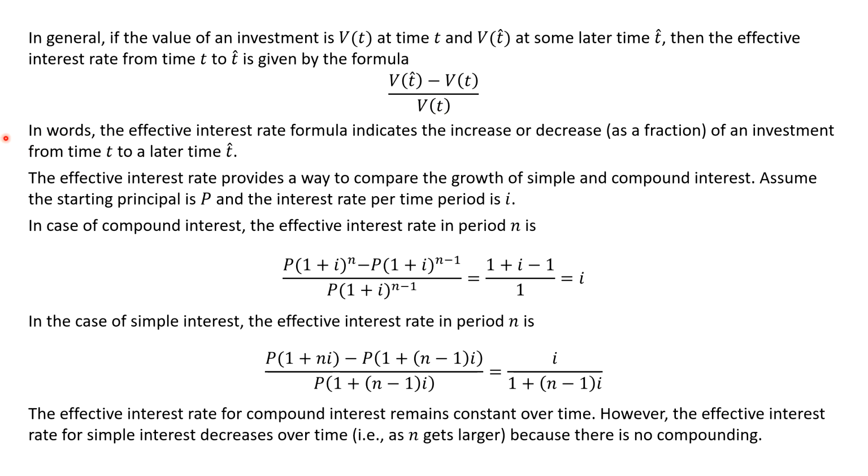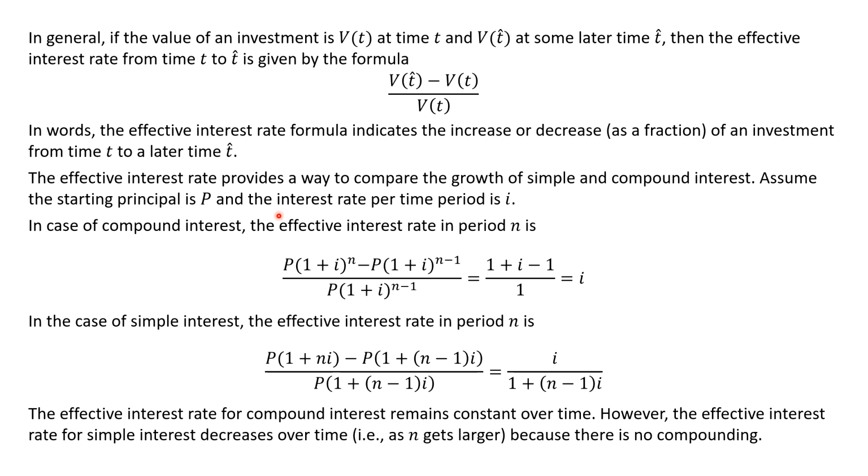So in words, the effective interest rate formula indicates the increase or decrease as a fraction of an investment from time t to a later time t hat. So it could be negative. In our example, the house appreciated, but you could have lost money, and then you would have a negative value here, which would basically indicate a decrease in terms of your effective interest rate.